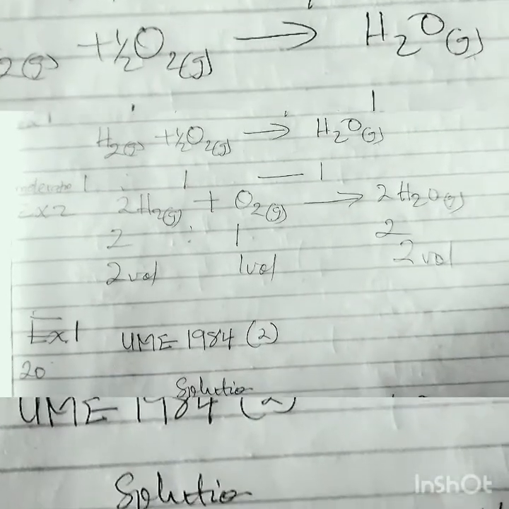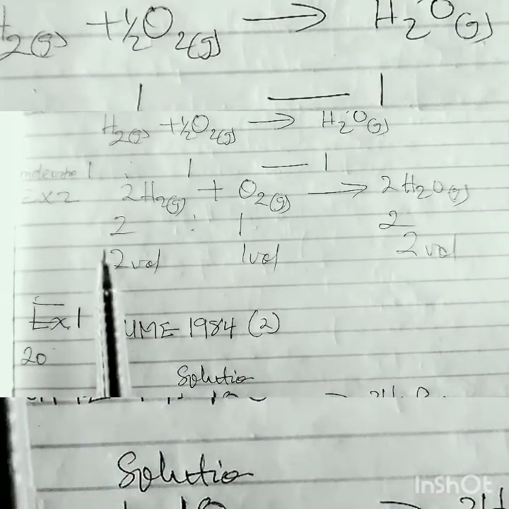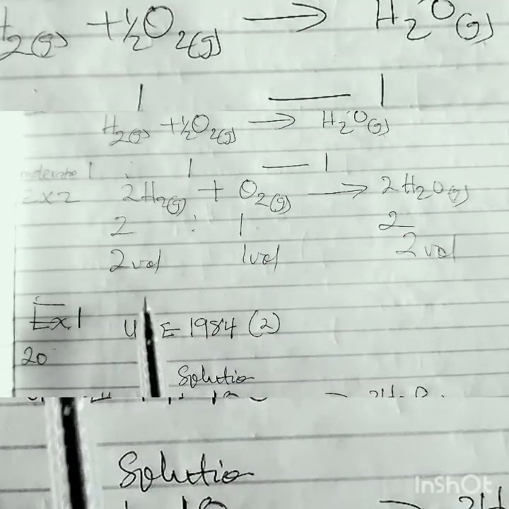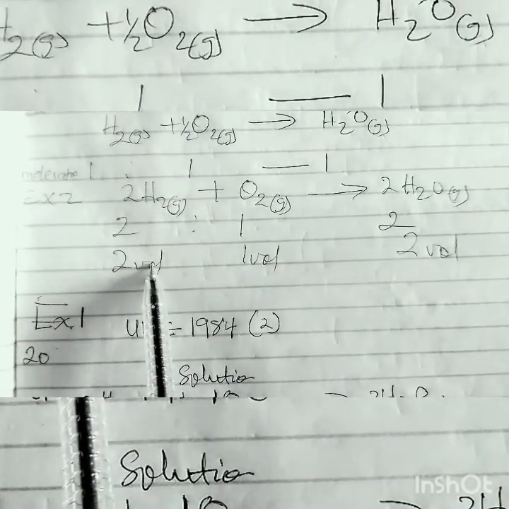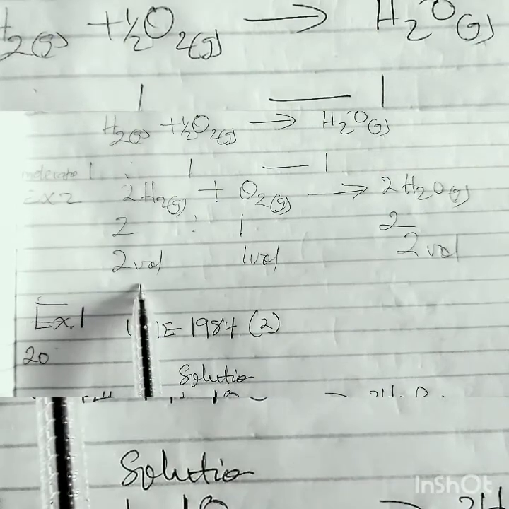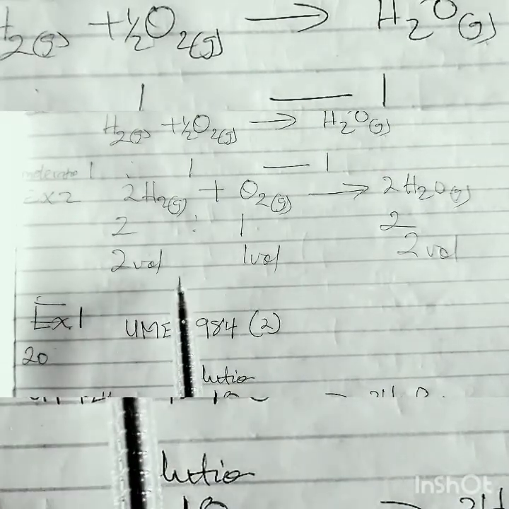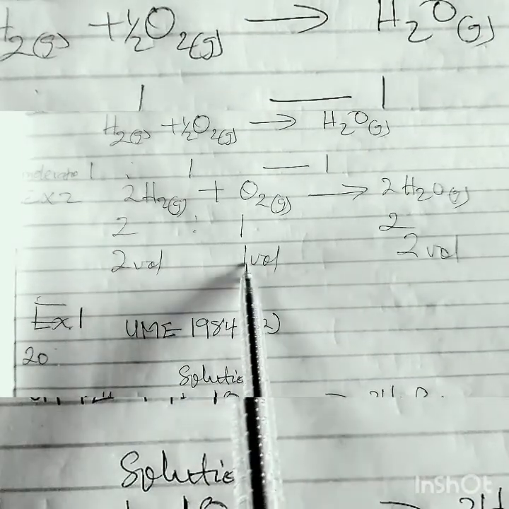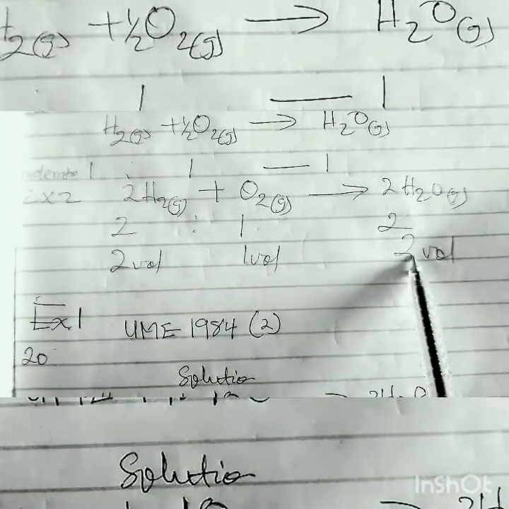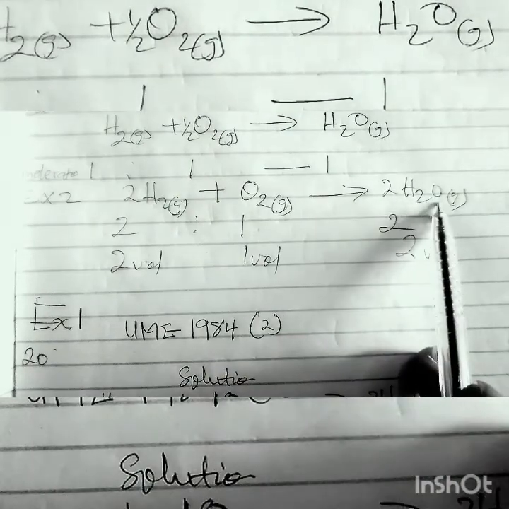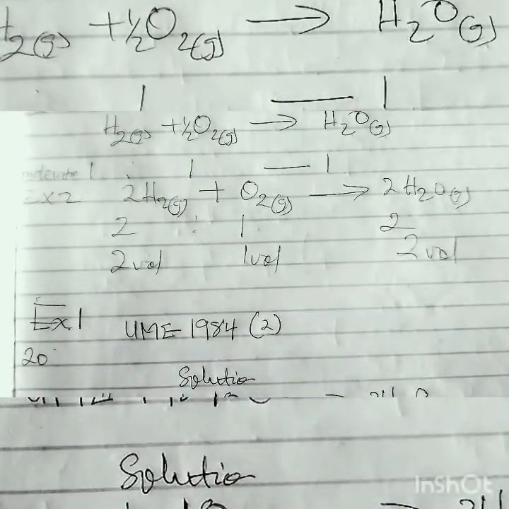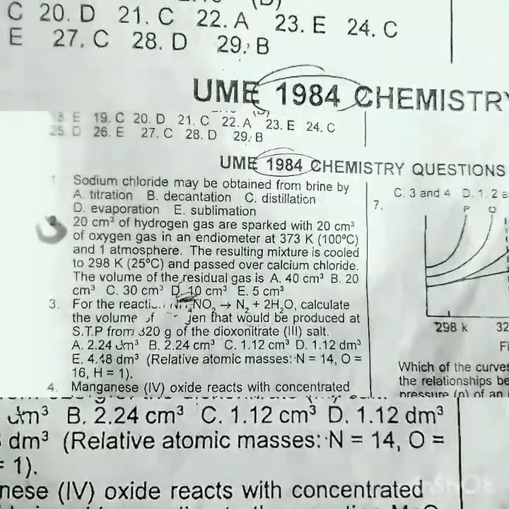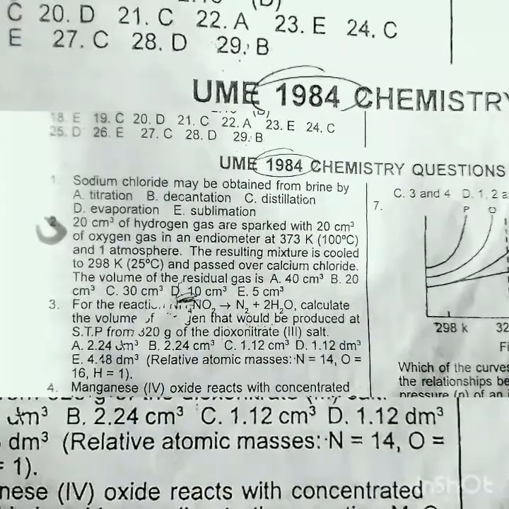From what we have here, if this is 2:1 to give rise to 2 moles of this, then we can say that 2 volumes of hydrogen react together with 1 volume of oxygen to give rise to 2 volumes of H2O. Now take note of the expressions that we have there. Now we'll be looking at one of the examples that we have here.